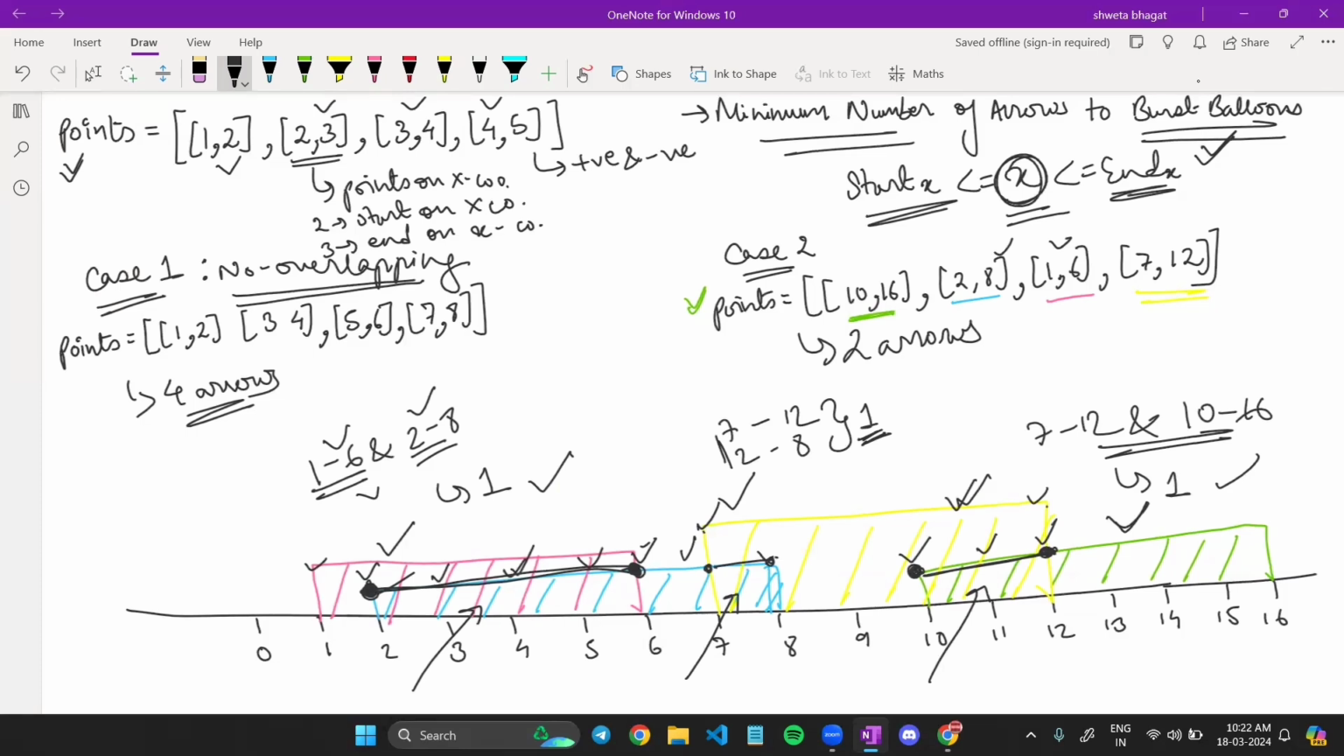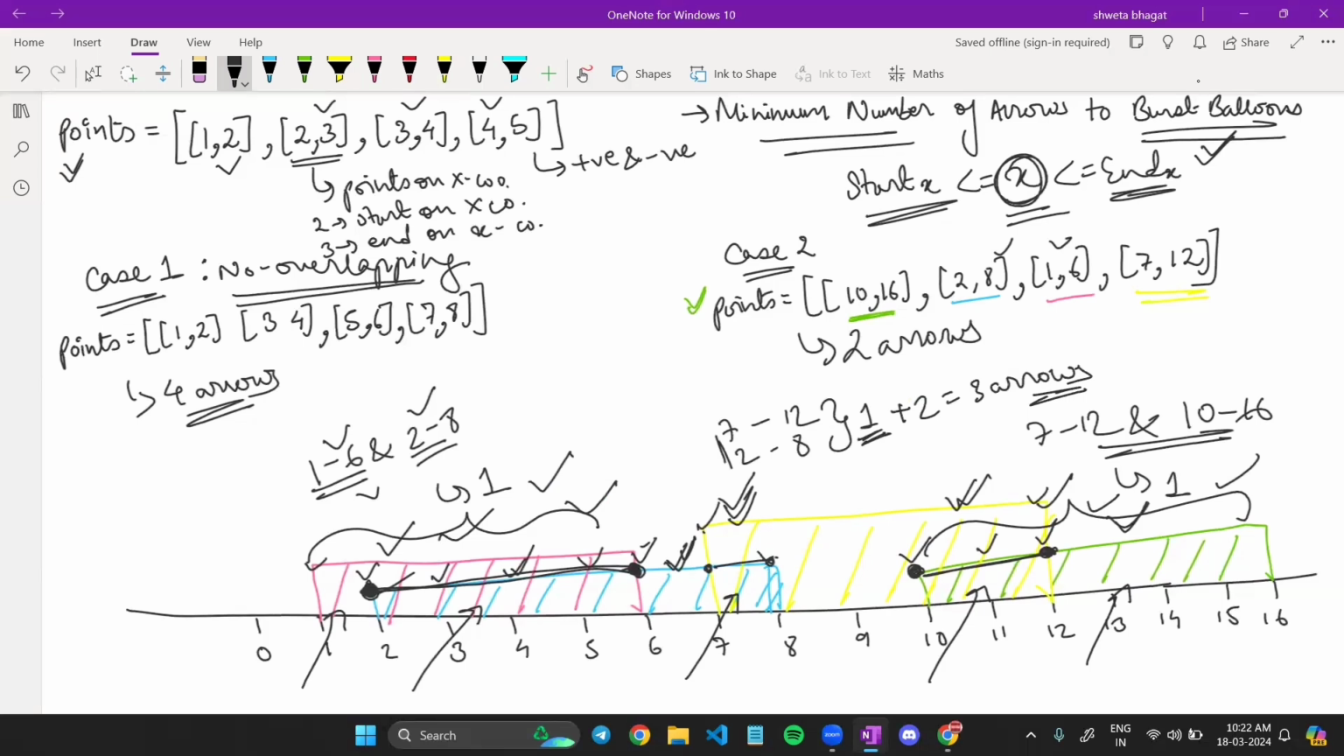But you'll notice that once we have burst these two balloons, we are left with this one and this one, and these two have nothing in common. So I'll have to shoot one for this one and one for this one. So for bursting these two balloons, I'll require two arrows. So in total, how many arrows will we require? We'll require 3 arrows. But what has the question asked us? The question has asked us to find the minimum number of arrows, right? So which one will we prefer as the answer? Which one will we choose as the most optimal approach, the first one or the second one? Obviously the first one, because in the first one we were requiring only 2 arrows, correct?